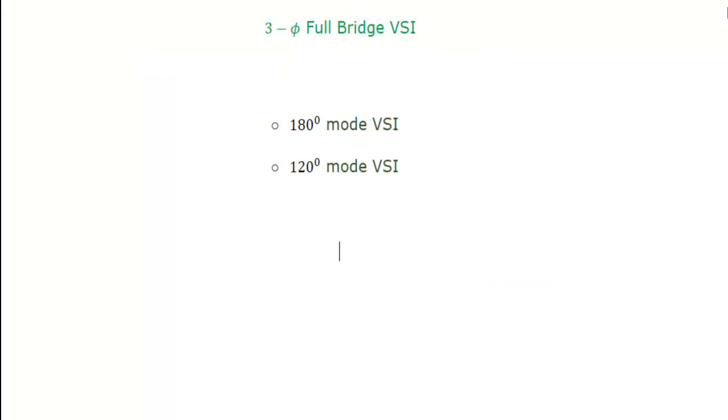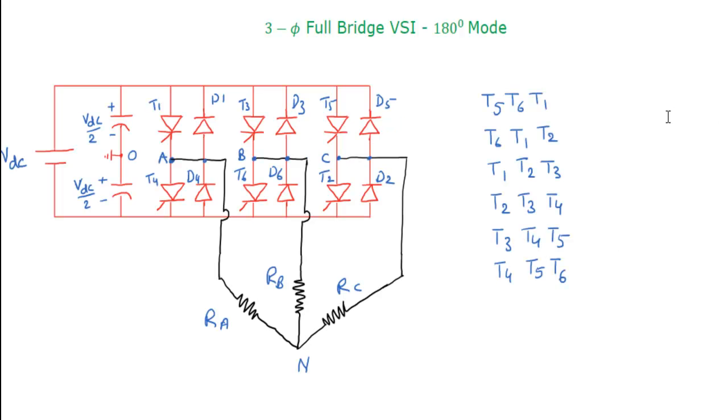In case of three phase inverters, we have two configurations. One is 180-degree mode VSI, the other one is 120-degree mode VSI. The main difference between these two is only the conduction angle of the thyristor. Circuit diagram is the same, operation will be the same, but the way we get the output is based on the conduction of each thyristor. In subsequent sections we will discuss why we need to go for 120-degree mode VSI, whereas 180 degrees is actually sufficient to supply the power. We'll discuss that. First we will discuss the 180-degree mode inverter.